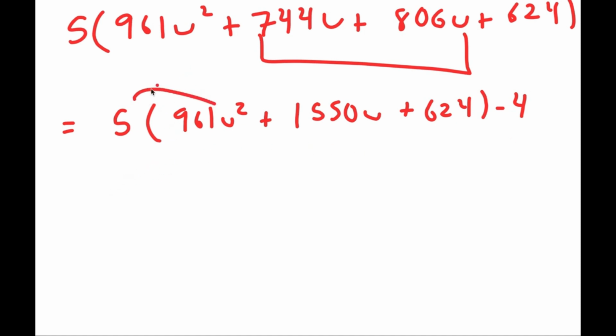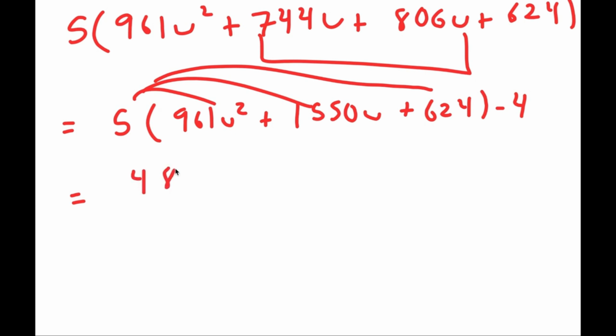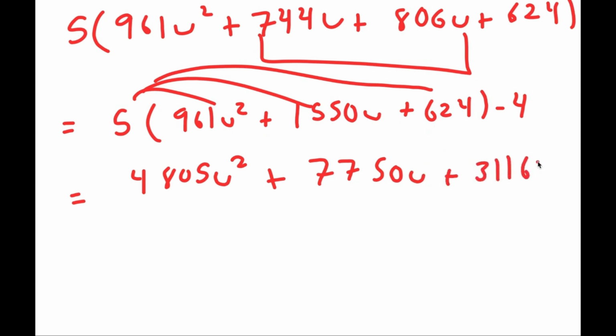And now I'm going to multiply all these terms with 5. So 5 times 961 is 4,805, and we have u squared. 5 times 1550 is 7750u. Finally, 5 times 624 is 3,116. And then we have minus 4 at the end. Or sorry, it's 3,120, and then I have minus 4, which turns into 3,116.